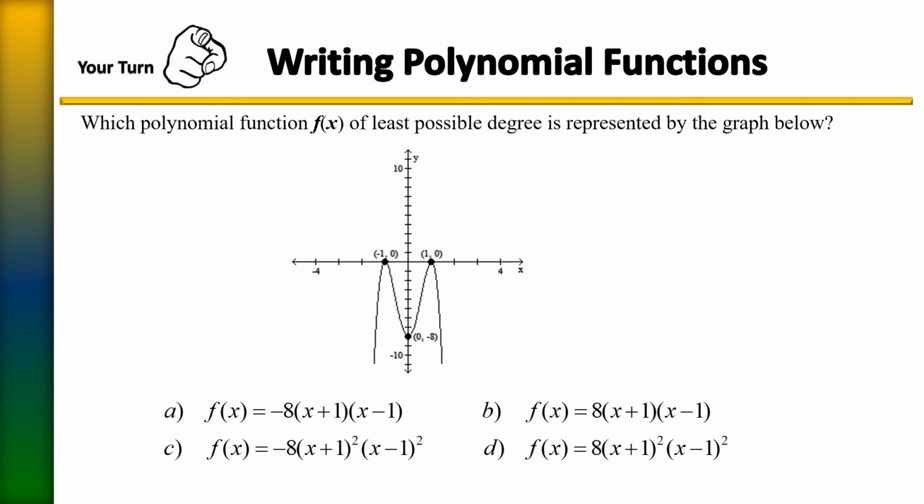You can also plug in the ordered pair of (0, -8) into your function. You could put an a outside and then plug it in, and what you're going to get as your output is a -8. And so the correct answer choice then is C, writing polynomial functions.